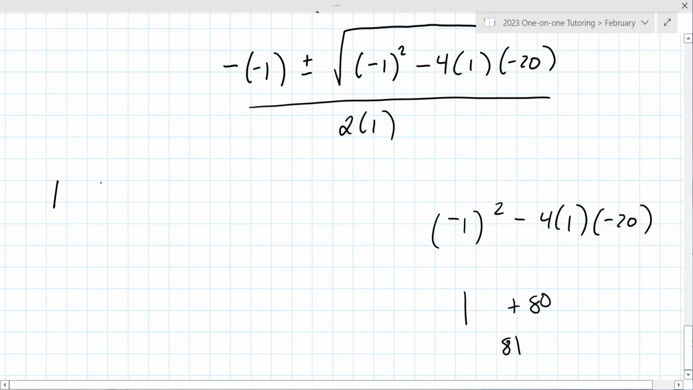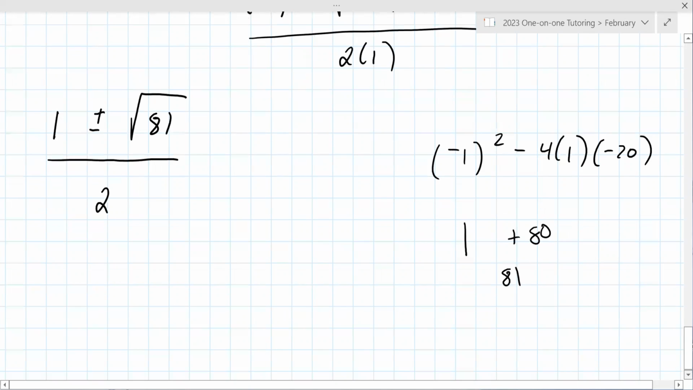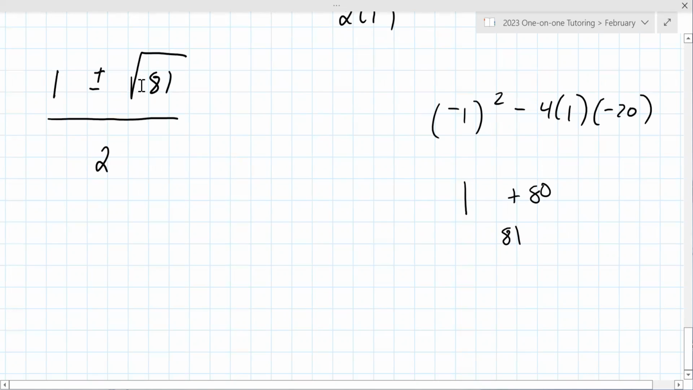All right, so here's what we've got: -1, that becomes 1, plus or minus the square root of 81, over 2. Now you have to be able to reduce the square root of 81. What is the square root of 81? Again, if you've got a calculator, grab it and use it.